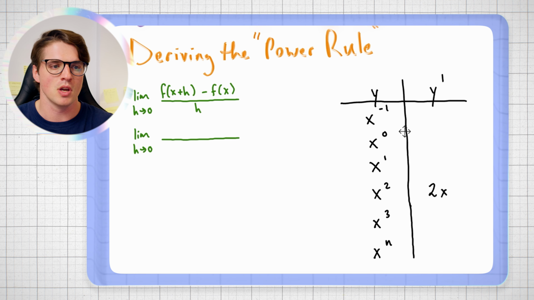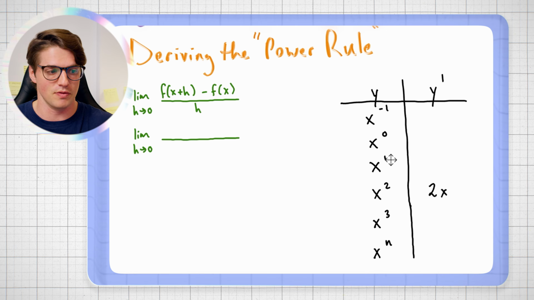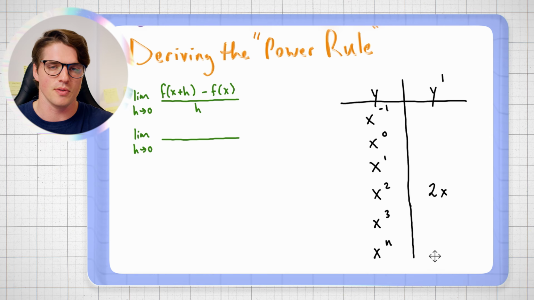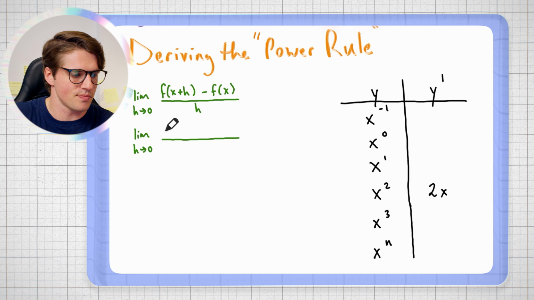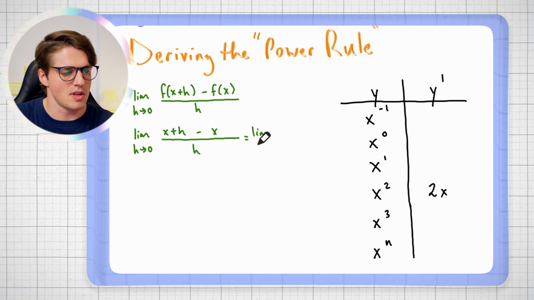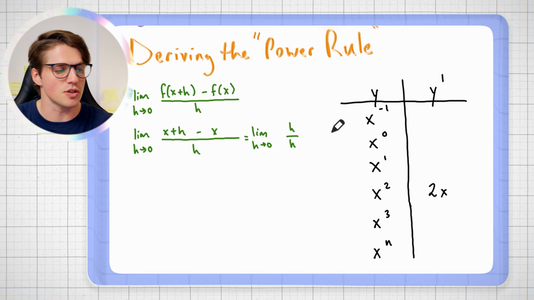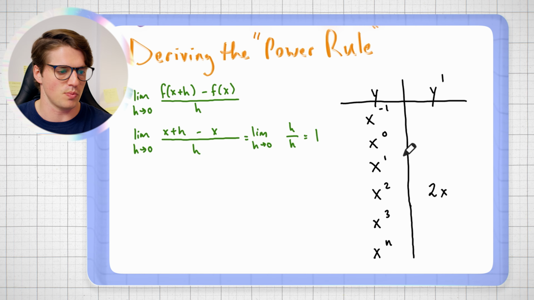I've got this table here, y values: x to the negative 1, x to the 0, x to the 1. These are all functions I want to take the derivative of, and then I'm going to put their derivatives here. We've already taken the derivative of x squared in the first video, and that was 2x. So I wanted to start with x to the 1, which is just x. So that would be x plus h minus x all over h. We can cancel our x's. This is the limit as h goes to 0 of h over h. H over h is just 1. So this will just be 1, because the limit as h goes to 0 of 1 is just 1.